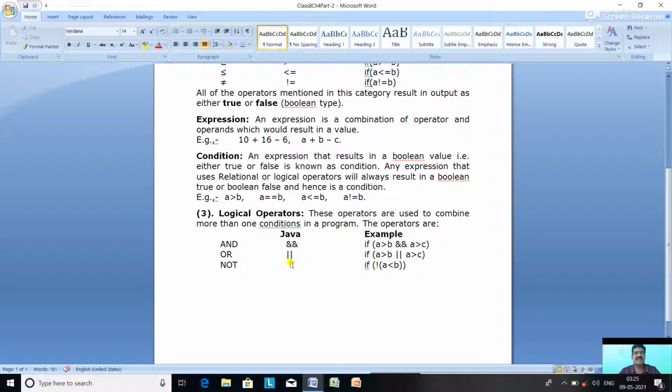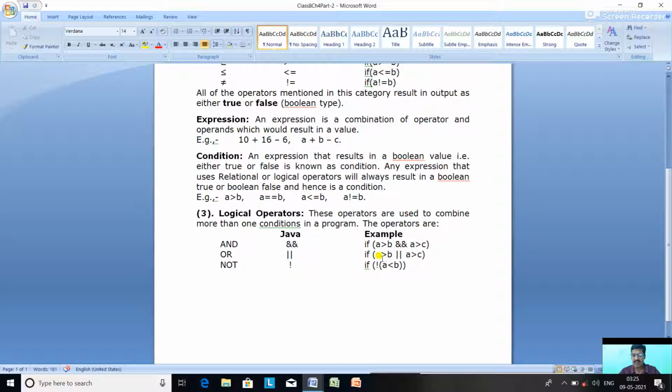Last one: this exclamation sign is used for NOT in Java. This is called the NOT logical operator. Logical operator NOT is used to reverse the output. If the input is true, the output will be false. If the input is false, the output will be true. If the output is true, it makes it false, and if the output is false, it makes it true.